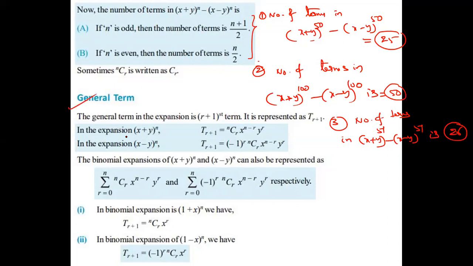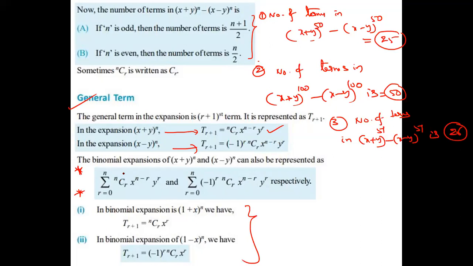Now the general term. Once again, (x plus y) power n, what is the general term? That is given. Yesterday we discussed it. For (x minus y) power n, it is minus 1 power r into this one. So this is the repetition. I'm revising the concept.